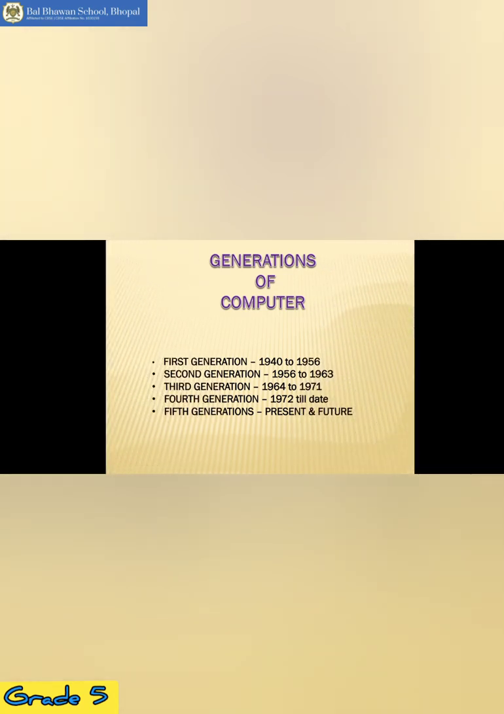As you all know, the word generation means the state of improvement in the development process of any product. Here also, each development phase of computer is referred to as a generation of computers. The computers are broadly classified into 5 major generations. First generation, which started in 1940 and ended in 1956.